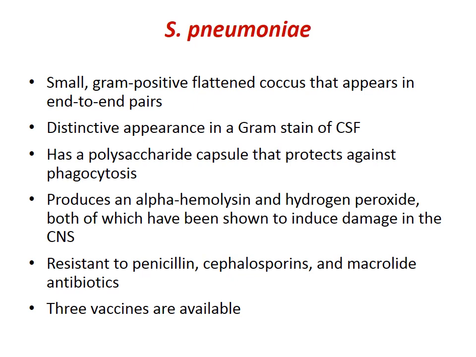It does again have a capsule which prevents against phagocytosis, and it produces stuff like hemolysin and even again hydrogen peroxide, which can damage tissues in the CNS. Overall, strep pneumoniae is very resistant to a lot of things like penicillins and cephalosporins and even macrolides. And so this one could be more difficult to treat, but good news is there's a vaccine available for this.